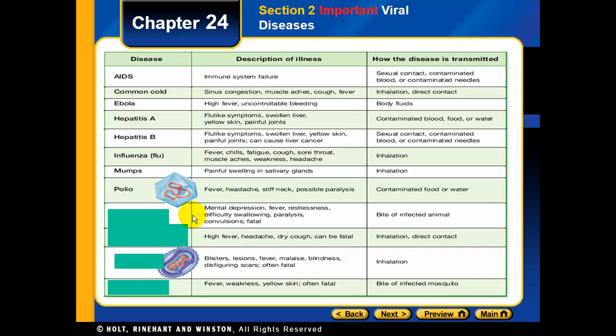Mental depression, fever, restlessness, difficulty swallowing, paralysis, convulsions, and it's often fatal. It's caused by the bite of an infected animal. That is rabies. High fever, headache, dry cough, can also be fatal, is SARS. Blisters, lesions, fever, malaise, blindness, disfiguring scars, and often fatal is smallpox. And then the last one there, fever, weakness, yellow skin, often fatal. The bite of an infected mosquito is yellow fever.